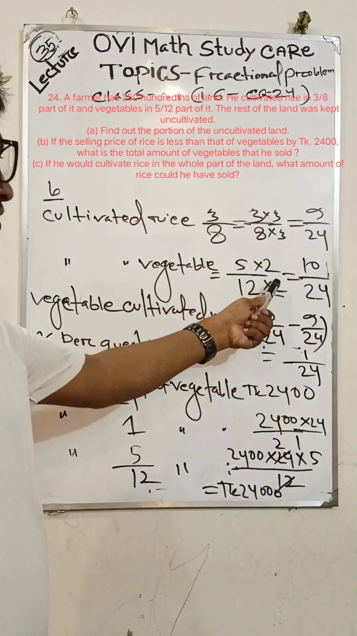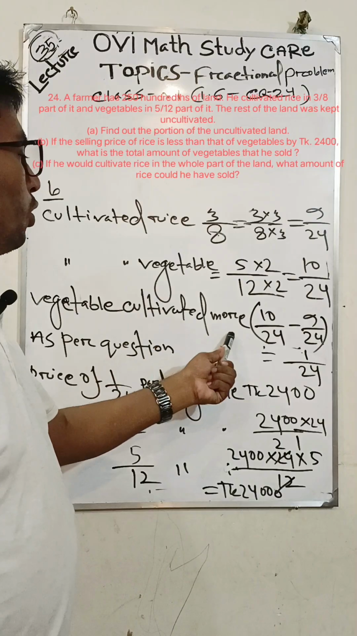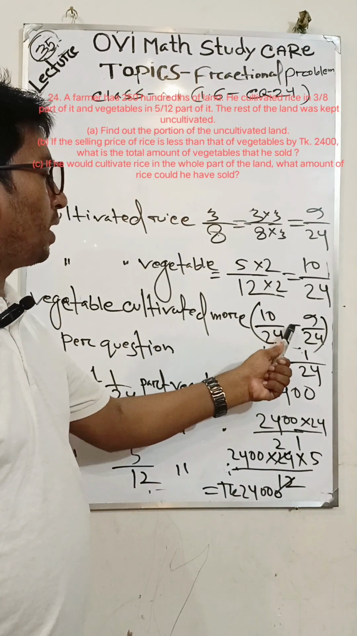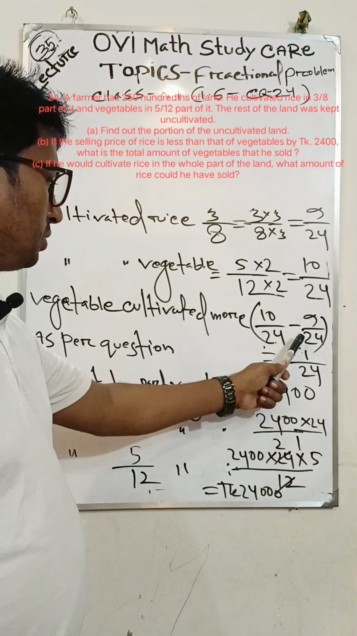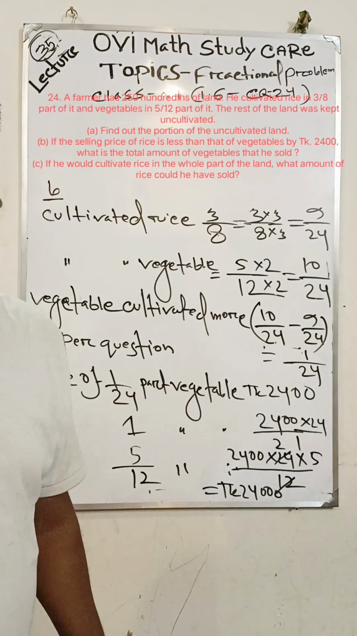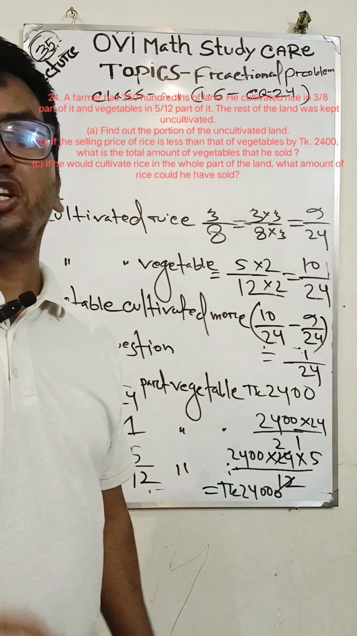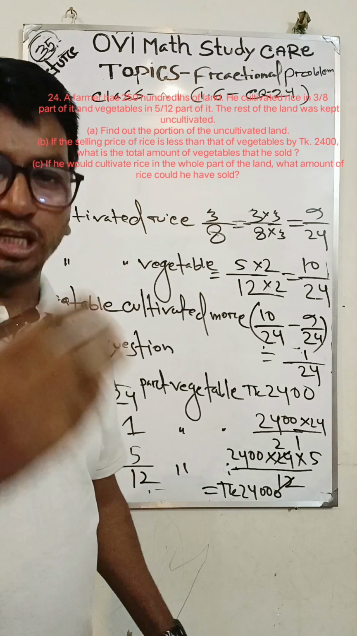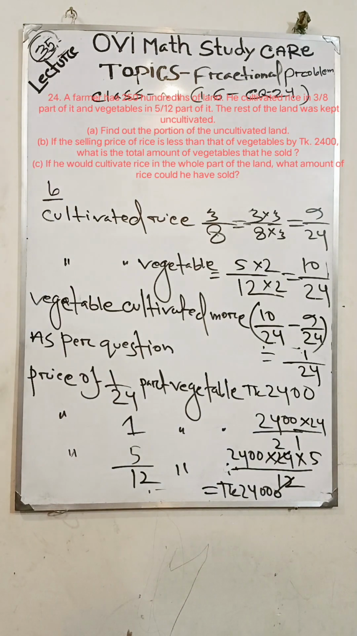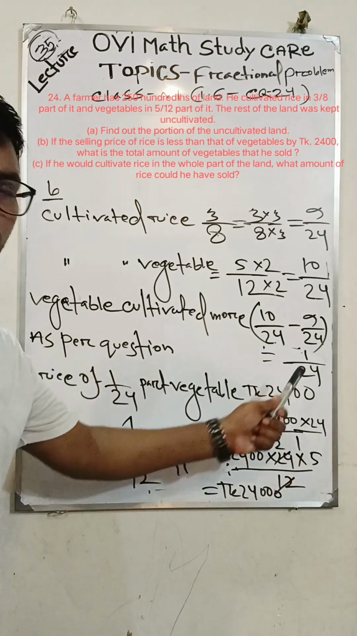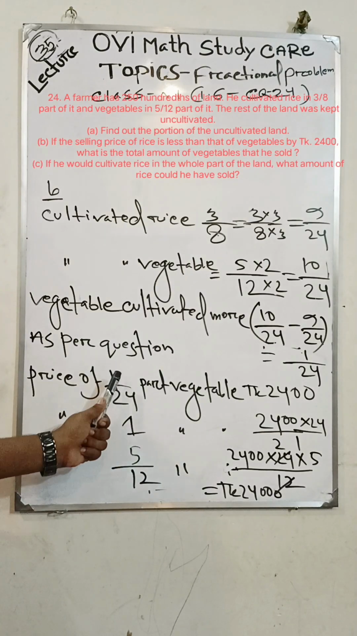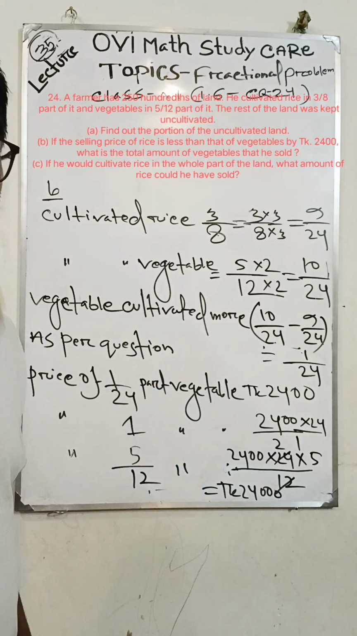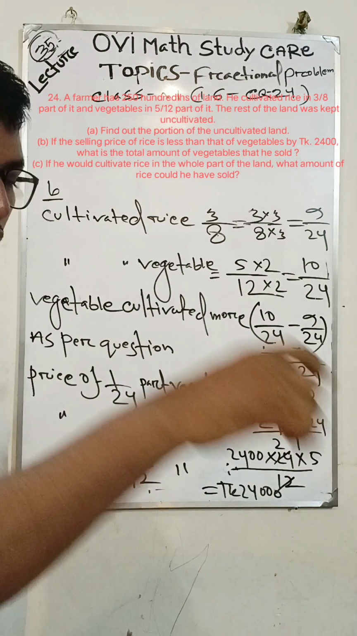So how much part is the vegetable more? Vegetable cultivated more is 10/24 minus 9/24. That means it will be 1/24 part. 1/24 part is more cultivated vegetable than the rice. So as per the question, the price of 1/24 part of vegetable is taka 2400. It has been said in question number B.